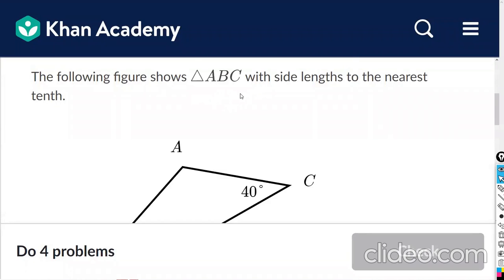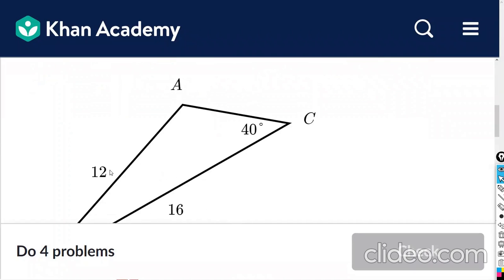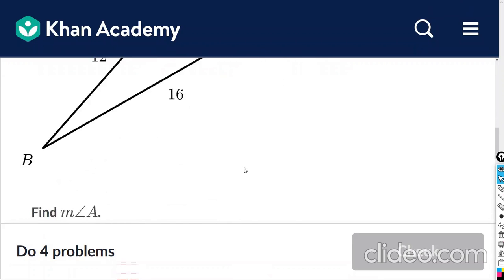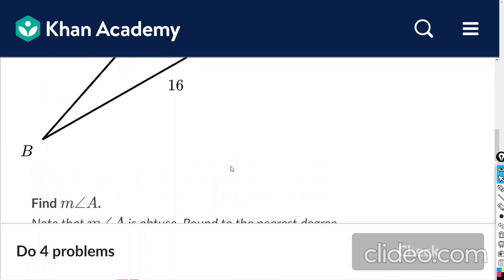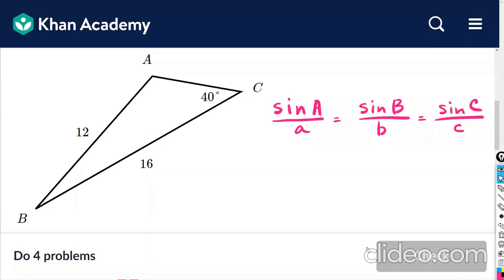So here we have triangle ABC with the side lengths to the nearest tenth. Okay, notice we have two side lengths given and one angle given. And they want us to find the measure of angle A and round to the nearest degree. So as we said in the beginning, you don't need to use all three fractions. You can use any two fractions at a time.